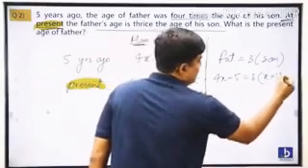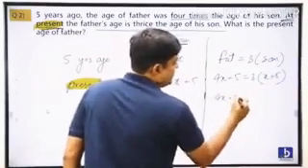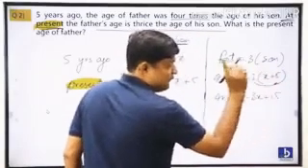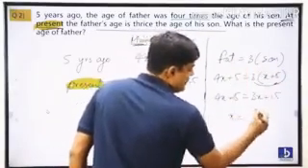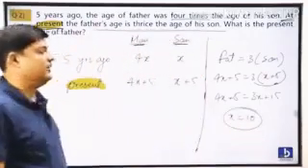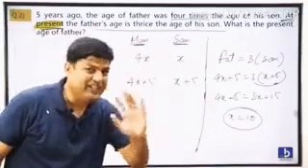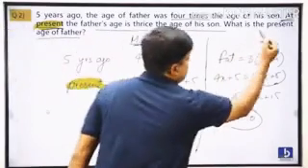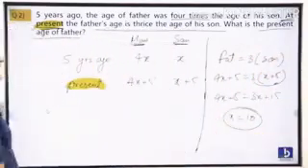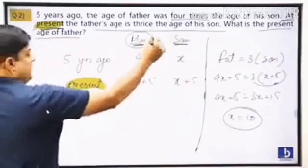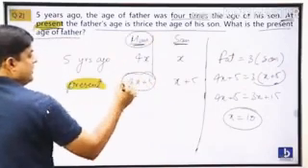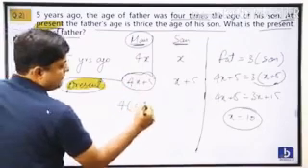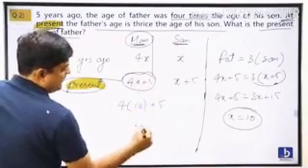Some of the students have told the answer, that's good. 4x plus 5 is equal to 3x plus 15. Open the brackets carefully. Here, x is equal to 10. We got x value 10. But getting the x value is not the final answer, students. I want the present age of the father. Present age of the father is 4x plus 5, that is 45.